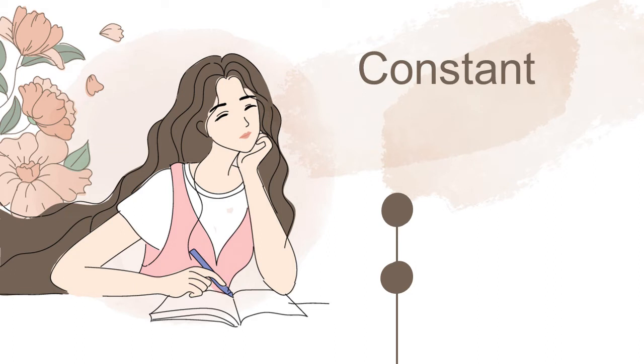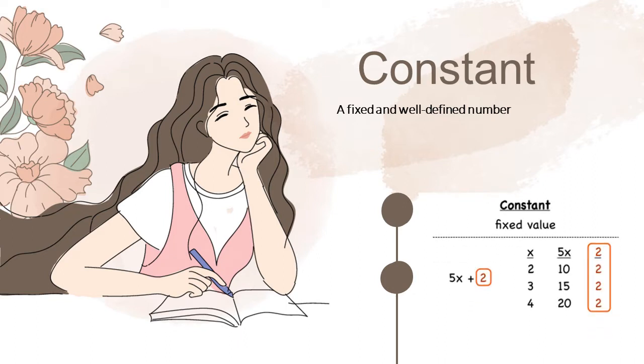Constant. When we say constant, as an adjective, it refers to non-variance. As a noun, it has two different meanings. It is a fixed and well-defined number or other non-varying mathematical object. So a constant is a fixed value. We have here an example of a constant from the expression 5x plus 2. The constant is 2.